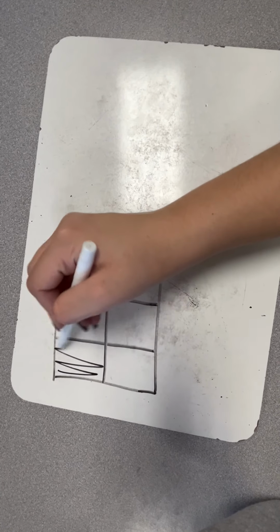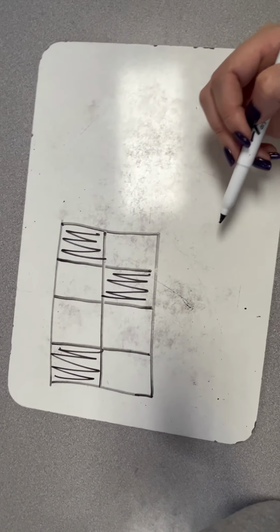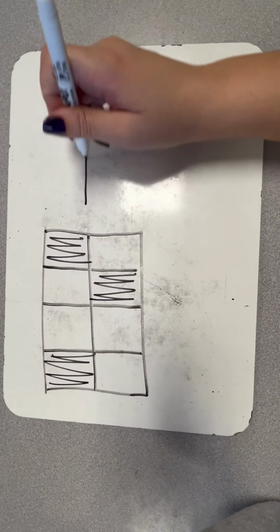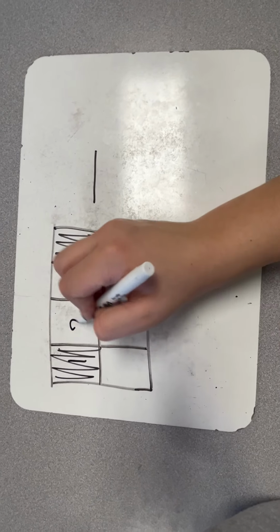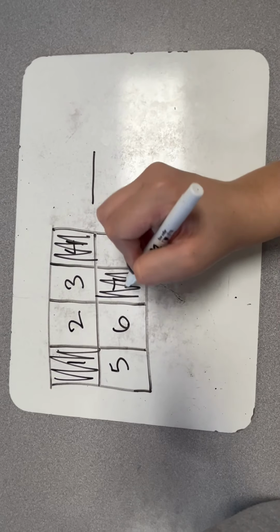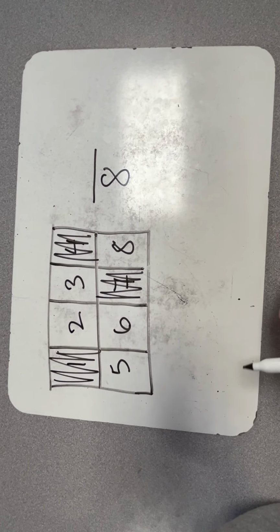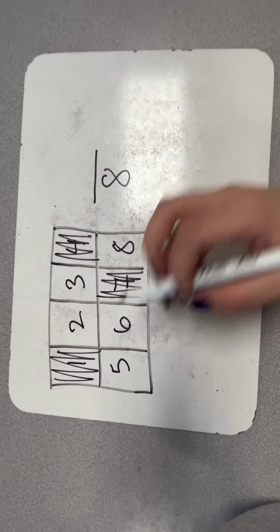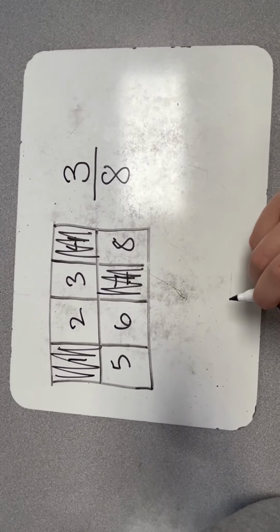Let's say that we have these pieces colored in. First thing I need to do is draw my fraction bar, then count the number of pieces. 1, 2, 3, 4, 5, 6, 7, 8. 8 will be my denominator. Then I see how many pieces are shaded in. 1, 2, 3. 3 is my numerator.